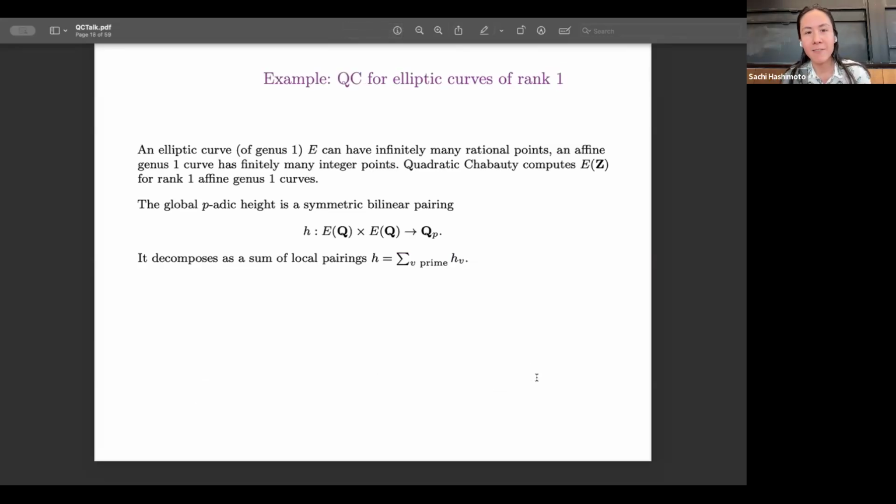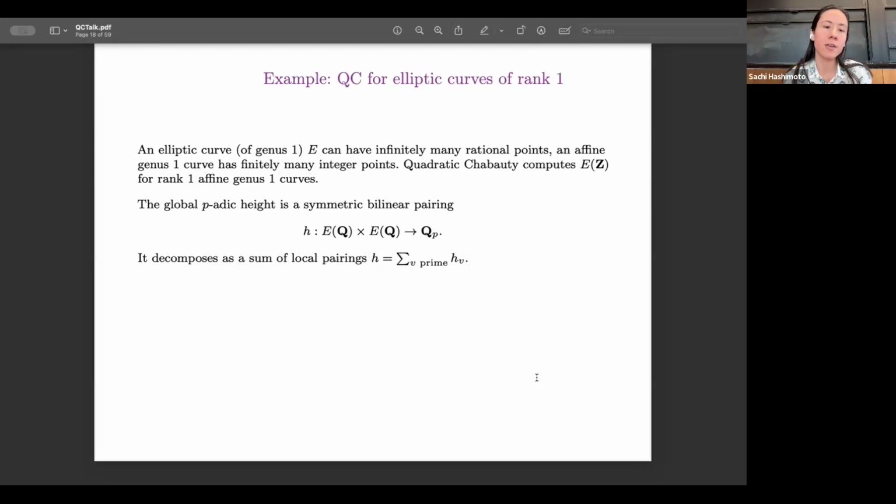So now we're ready to dive into this quadratic Chabauty for elliptic curves of rank 1. So remember that such an elliptic curve of rank 1, if I look at the affine case, will have finitely many integer points. And so the quadratic Chabauty theory is going to compute these integer points. And how does it do this?